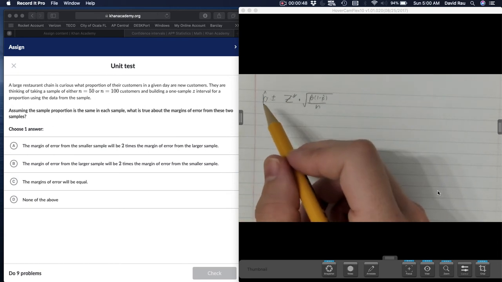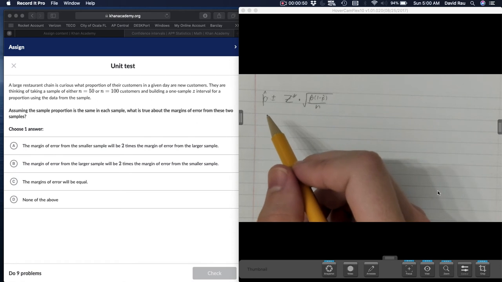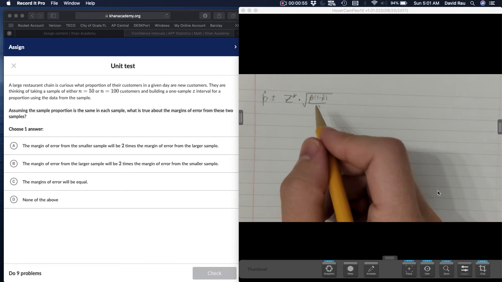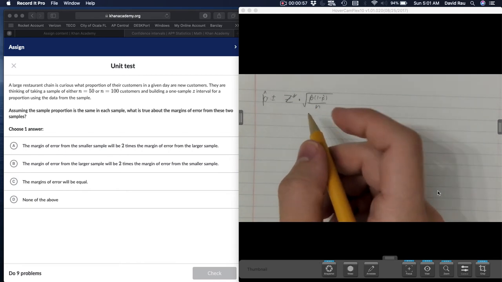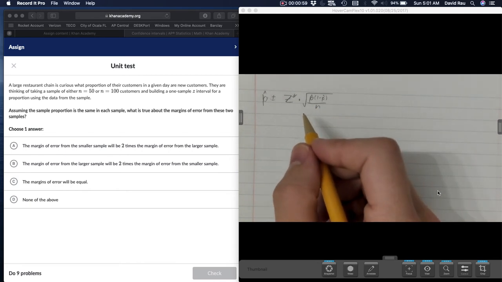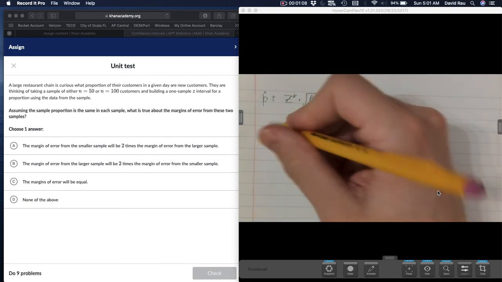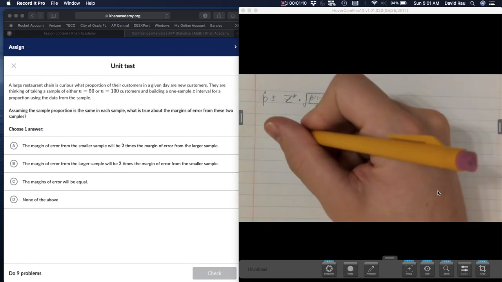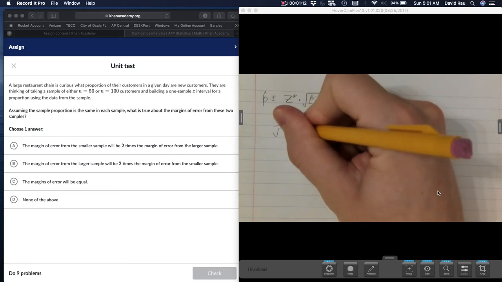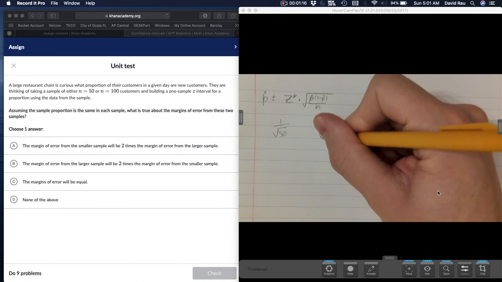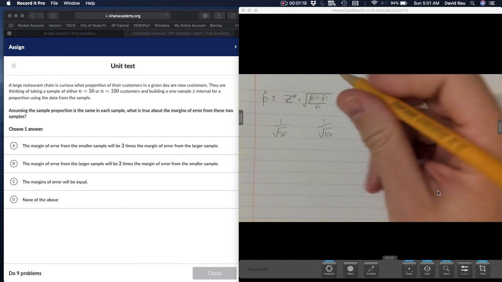Okay, now they're asking you to compare how changing the sample size is going to affect this. And the idea is normally in a question like this, you'll probably see that they want to build a z-interval with the same level of confidence. They haven't said that this time, but if they said same level of confidence, really what you're doing is comparing the square root of 50 in the denominator to the square root of 100 in the denominator.